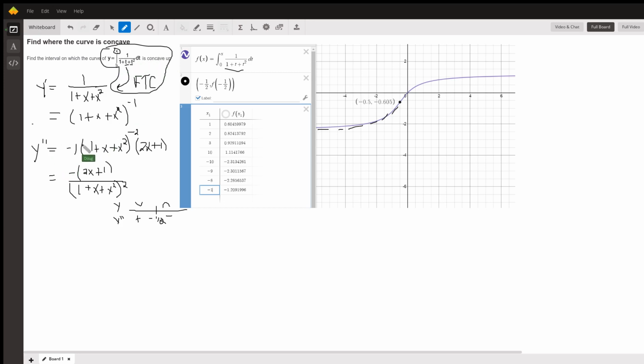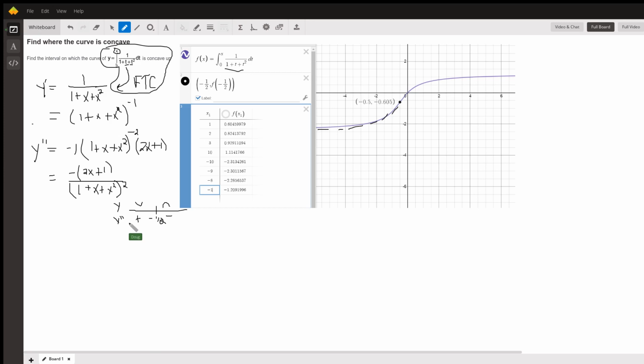Okay, y double prime, power rule followed by the chain rule. It gives this form, the opposite of 2x plus 1 all over 1 plus x squared, the quantity squared. When does this expression equal 0? When the numerator is negative 1/2. And so we want to test numbers on either side of negative 1/2 to find out what the sign of y double prime will be.